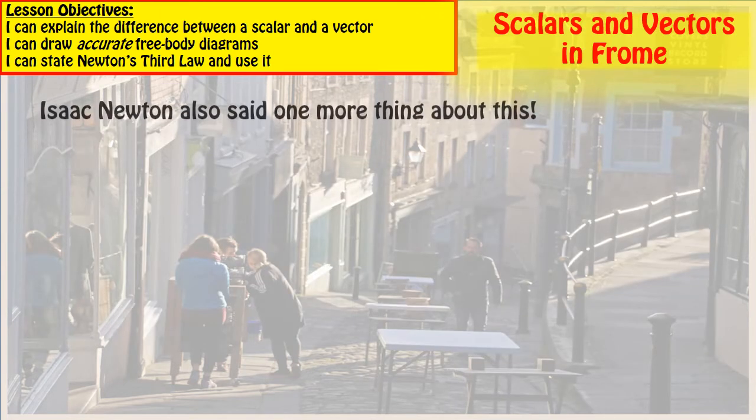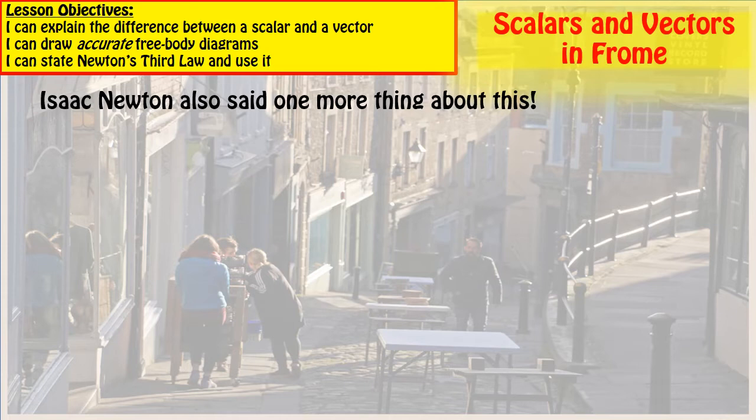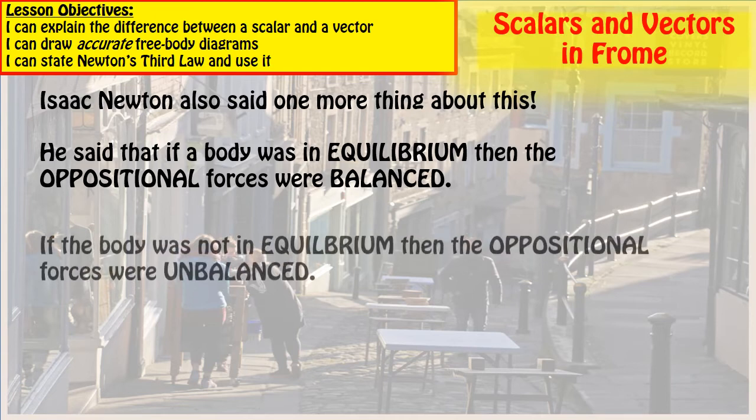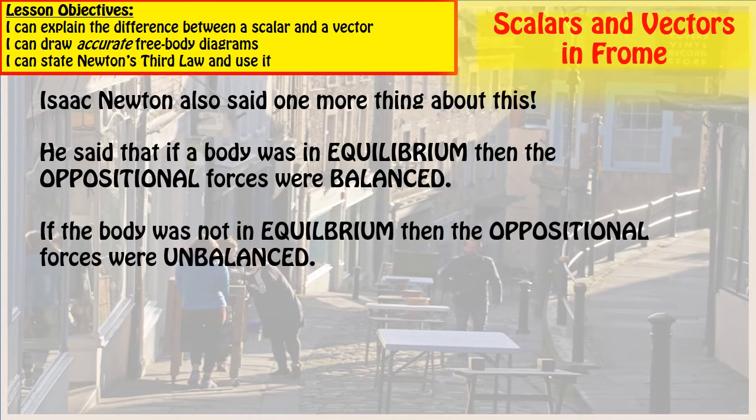Okay, let's move on then. So I hope you've emailed that to your teacher now. So Isaac Newton also said one more thing about this. He said that if a body was in equilibrium, now that word equilibrium, if you look at the first 5 letters, almost looks like the word equal. So that's like an easier way to understand this. He said that if a body was in equilibrium, then the oppositional forces were balanced. So if a body was all equal, then all the opposite forces are balanced. If the body was not in equilibrium, then the oppositional forces were unbalanced.